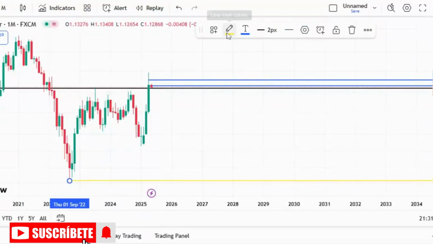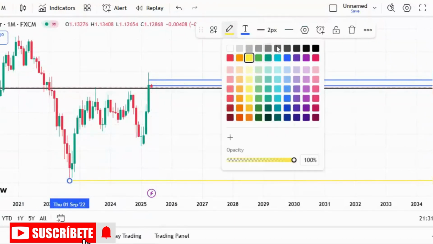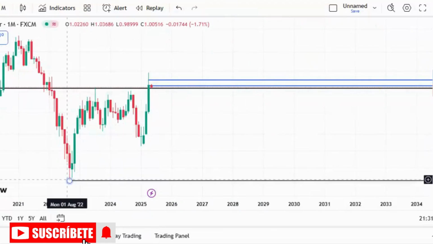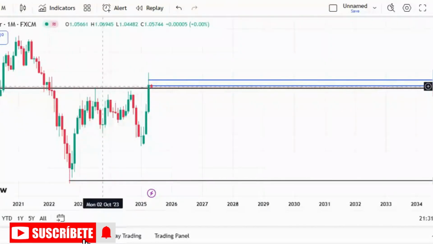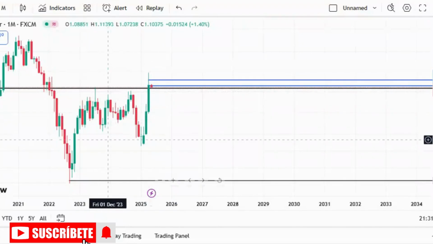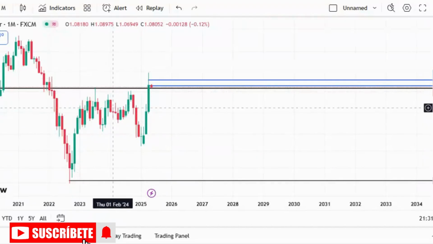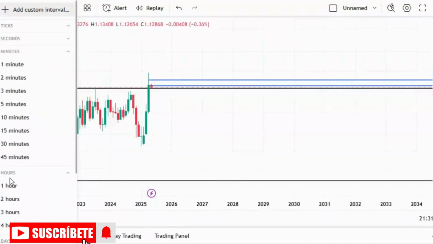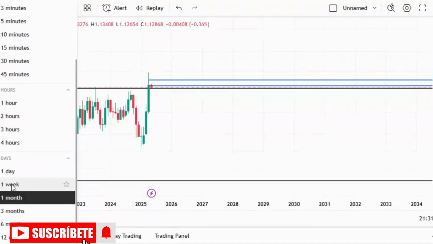So we have this place here as a support, and this place as a resistance. And price has broken the monthly resistance. What are we expecting now? We have marked out our key area, so the next thing we have to do is go down from the monthly to the weekly. Let's go down to the weekly.